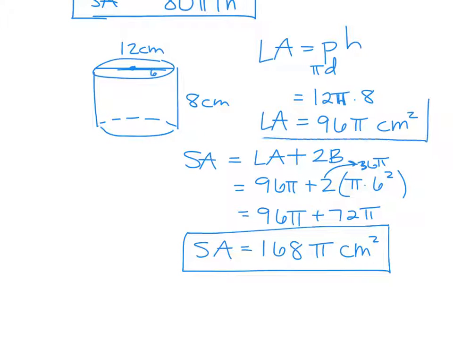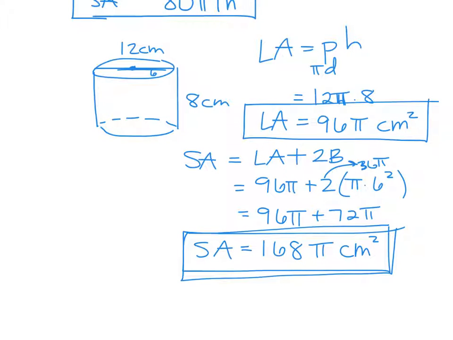So here's your lateral area, here's your surface area. So pi d h for the lateral area, LA plus 2 pi r squared for the surface area. Questions on that?